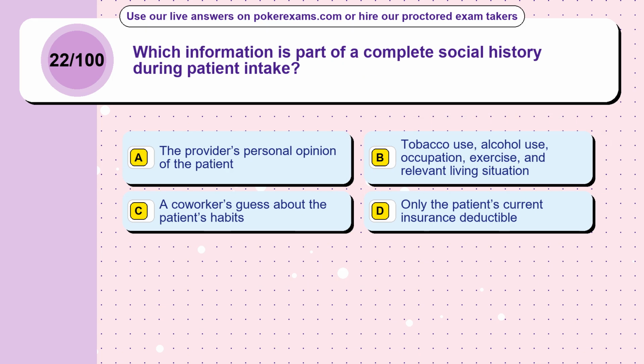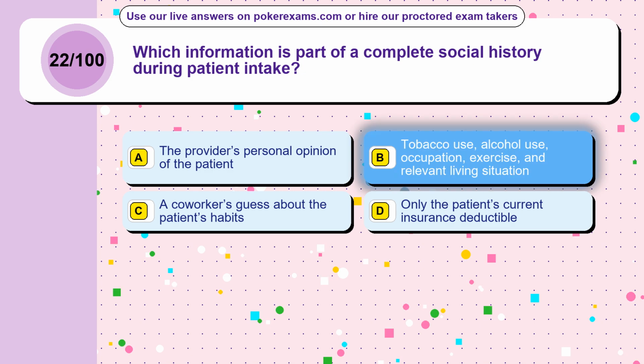Question 22. Which information is part of a complete social history during patient intake? Option A. The provider's personal opinion of the patient. Option B. Tobacco use, alcohol use, occupation, exercise, and relevant living situation. Option C. A coworker's guess about the patient's habits. Option D. Only the patient's current insurance deductible.